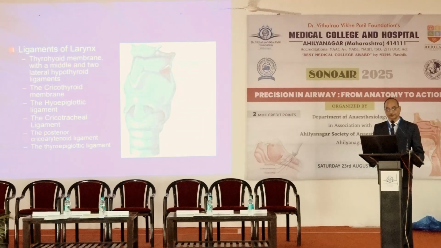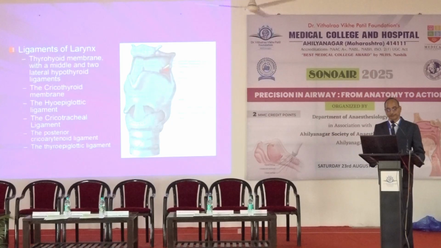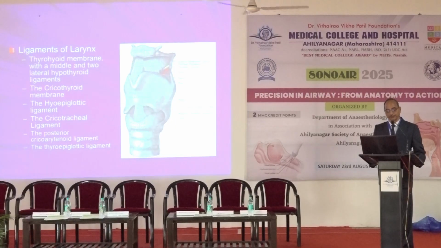Coming to the ligaments of the larynx, you have the thyrohyoid membrane with a middle and two lateral thyrohyoid ligaments, the cricothyroid membrane, the hyoepiglottic ligament, the cricotracheal ligaments, the posterior cricoarytenoid ligament, and the thyroepiglottic ligament.